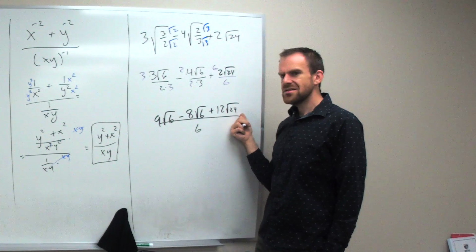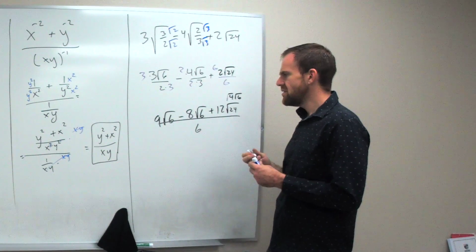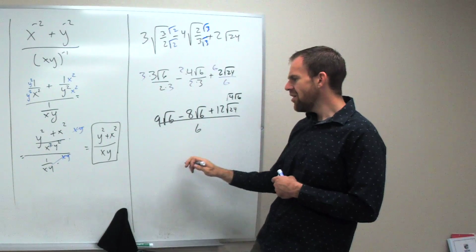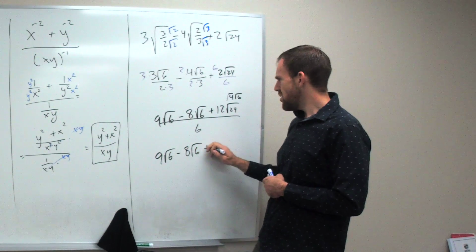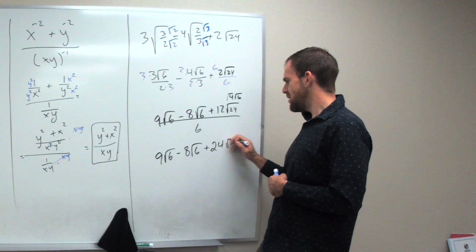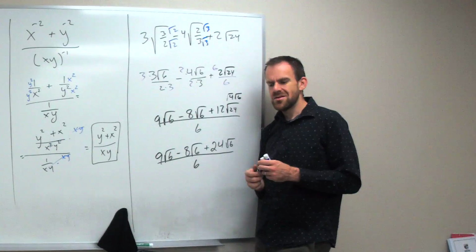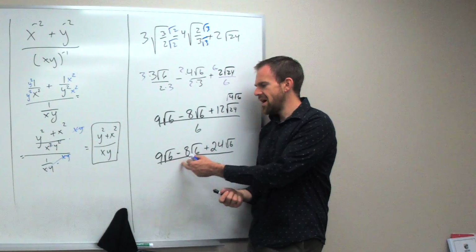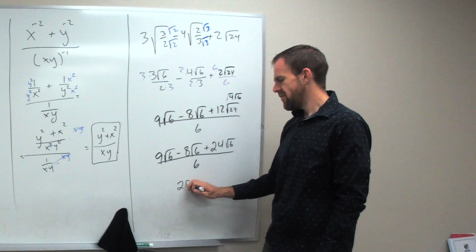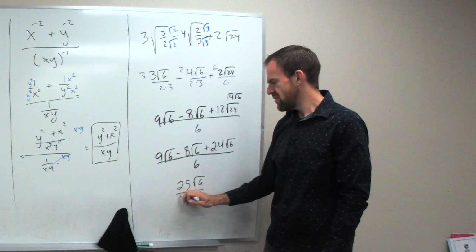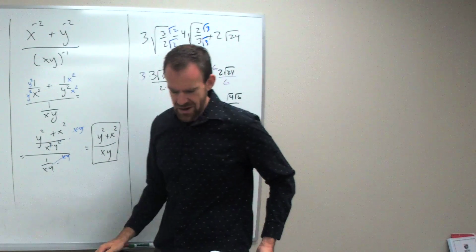Let's see if we can work on this. The square root of 24 is the square root of 4 times the square root of 6. So I can simplify that one, and then all of these are in terms of square root of 6. Now don't expect this always to be the case as it was in Algebra 2. You're in pre-calc now. The numbers are a little bit more challenging, okay? So 9 minus 8 is 1, plus 24 is 25. So this is 25 square root of 6 over 6. Woo! All right, moving on.